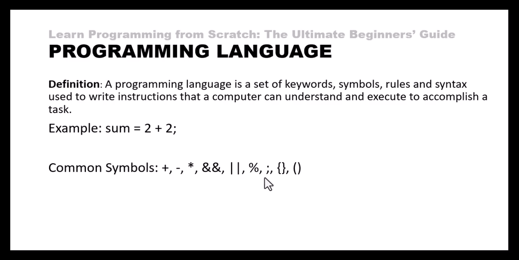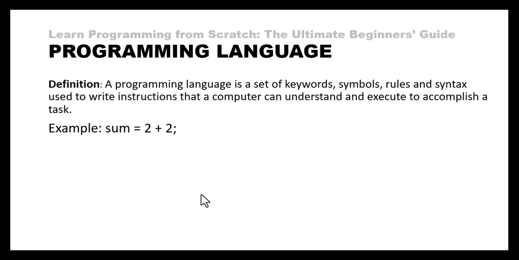We're going to have a semicolon, which is used to terminate every instruction. This tells the computer that the instruction has come to an end, so go to the next line and execute the next instruction, or the next line of command. The curly brackets are used to keep instructions. Round brackets are used to keep parameters and arguments. We'll look at the symbols in more detail, but these are some of the very common symbols in programming languages.